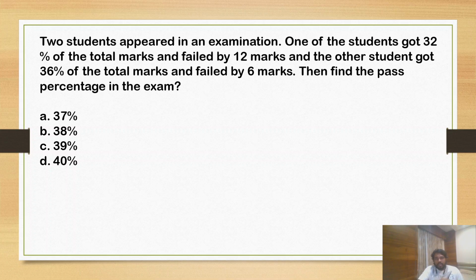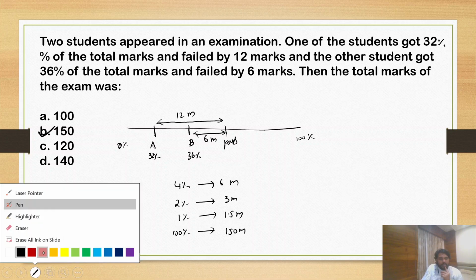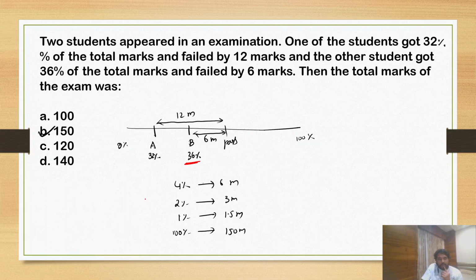This is the same question, but I've changed it here. Find the pass percentage in the examination. I'm going back and trying to solve this question. Pass percentage. Try to understand here, guys. B got 36% of total marks, and he's standing at a distance of 6 marks from the pass marks, no?